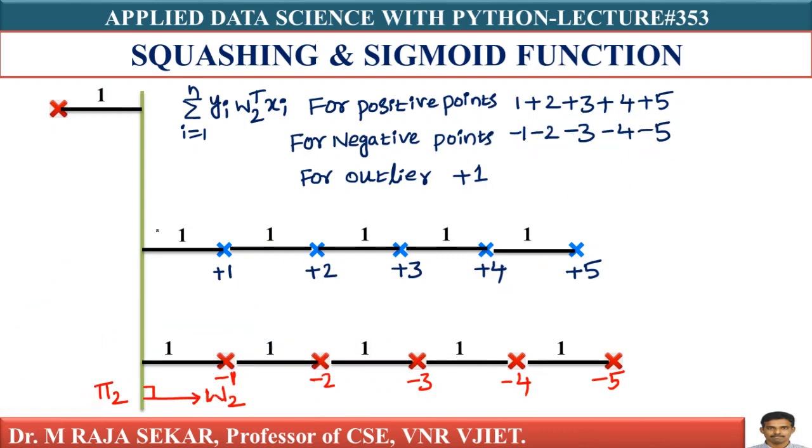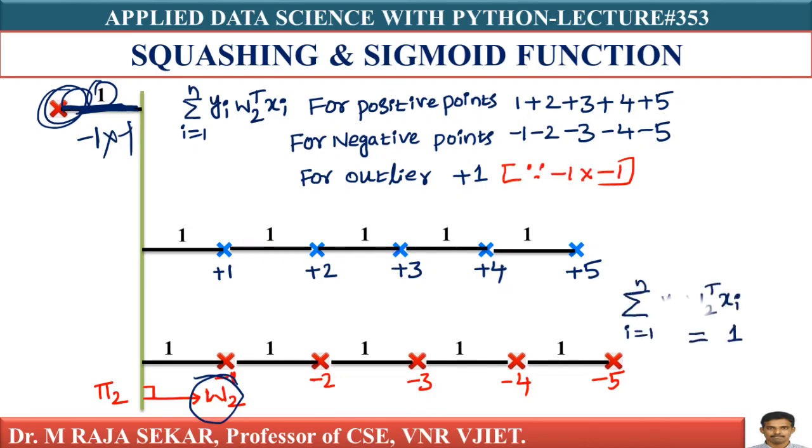What about my outlier? As we are assuming, this distance is 1 unit. This is 1 unit, isn't it? For the outlier, it is 1 unit. But what's happening here? It is on the opposite side of the normal. W2 is on this side, but this point is on the opposite side of that W2. Therefore, this distance is minus 1. Actual label is also minus 1 as it is a negative point. Minus 1 into minus 1, you will get plus 1.